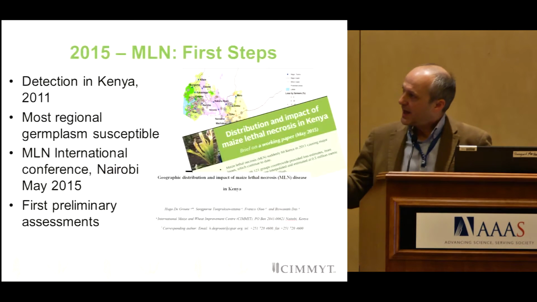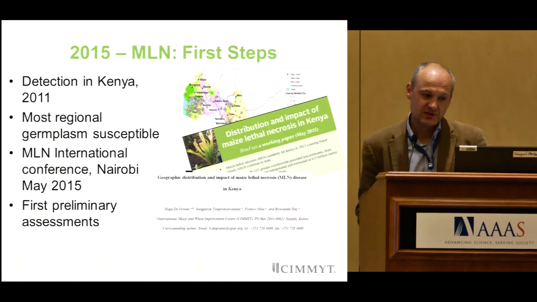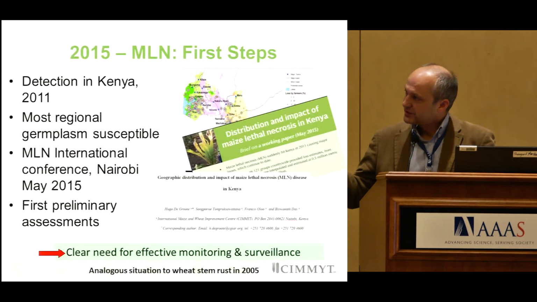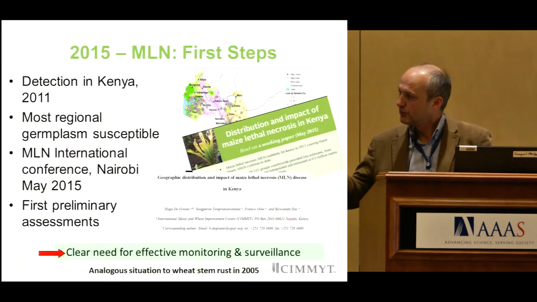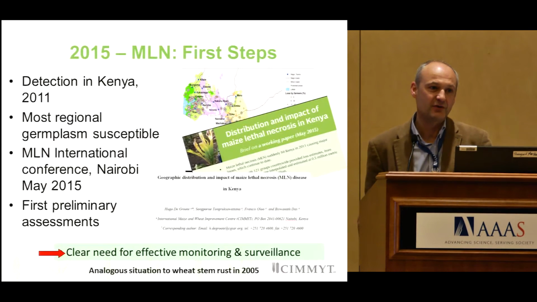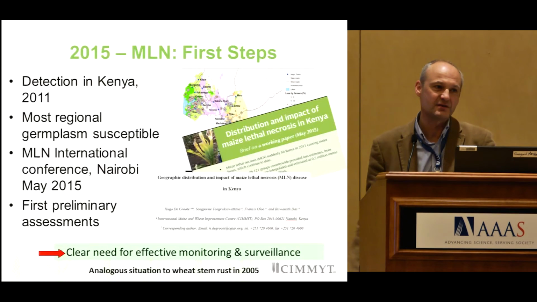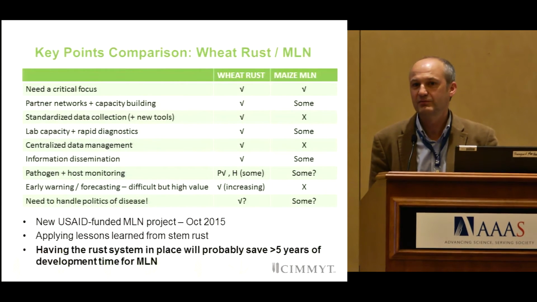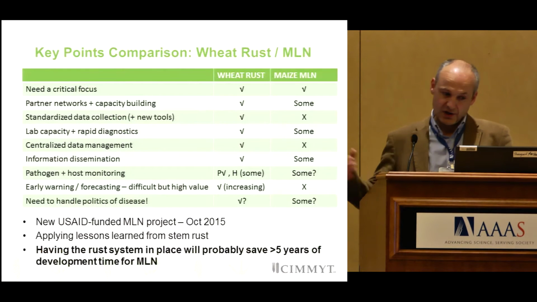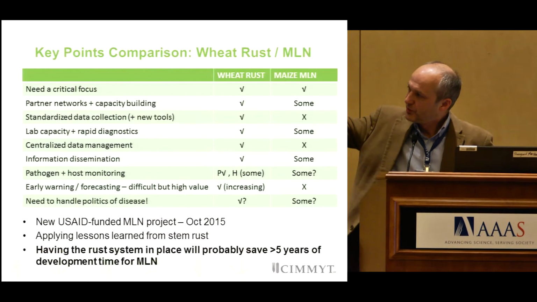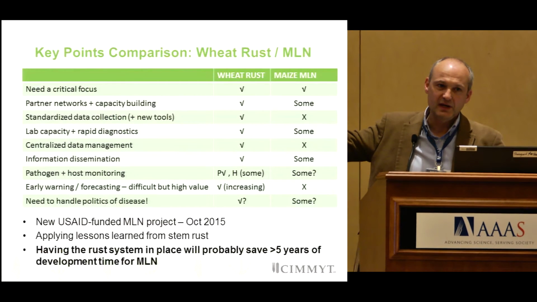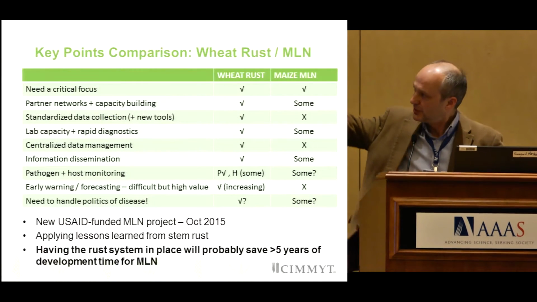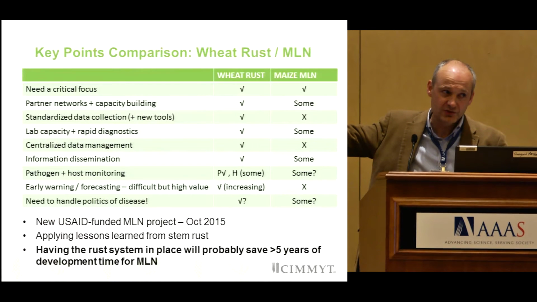So back to MLN. This is the new threat that's coming up, or one of them. We've done some first assessments, but what's coming out of this, just the same as for wheat rust, is that we need effective surveillance and monitoring. It's basically an equivalent situation to where we were in 2005 with stem rust. So I tried to put up a few of the really important things that we needed to address with stem rust, and you can see here we've addressed most of those.